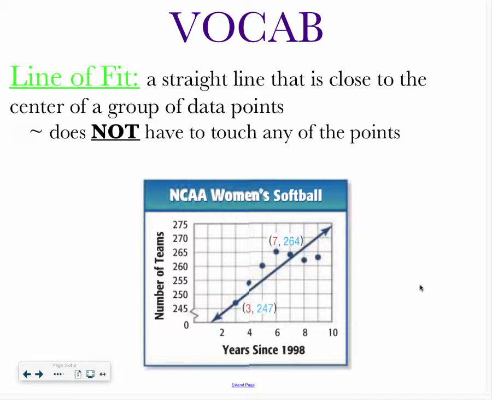A line of fit is a straight line that is close to the center of a group of data points. It does not have to touch any of the points. Some of you might try to draw these lines and make sure that it goes through multiple points, but it just needs to be as close to the center of the group of data points as possible. It doesn't have to touch any of them.